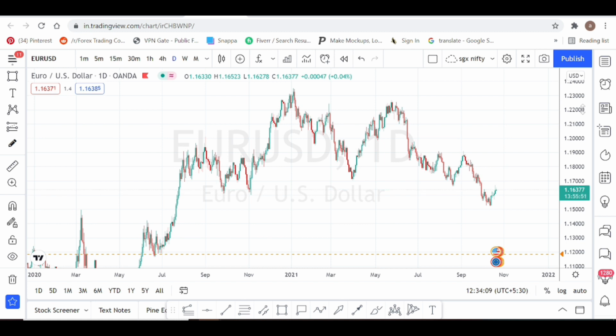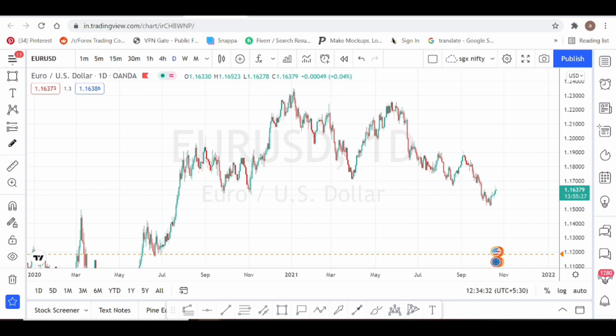Today I'm going to be doing daily technical analysis on Euro USD currency pairs. So I'm going to start from the daily time frame and slowly go down to the hourly time frame and 30 minutes time frame. Let us analyze the short term trading range in 30 minutes time frame.